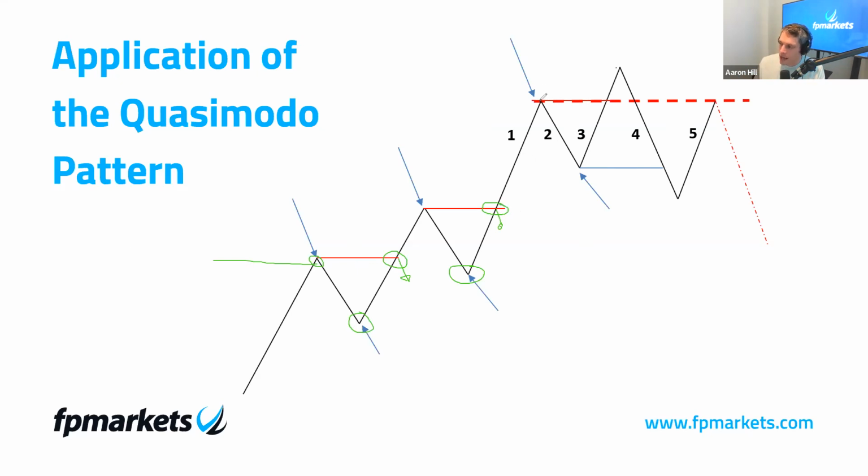Now, as you can see here, if we go right up to the Quasimodo point, leg one is very similar to these legs here, right? So it's nothing different. At this point, all we've got is another leg in the uptrend. We do not know anything else at this point. Price stops at this point, presumably because there's another resistance here. And at point 2, we see another retracement within the trend.